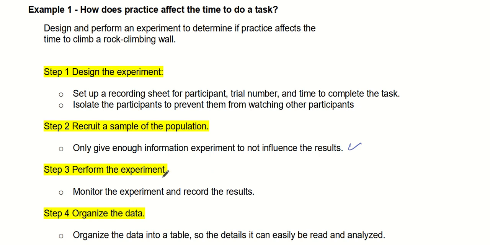Step three, you perform the experiment. This is when you start to perform the experiment. Monitoring the experiment and recording results is very important, especially to make sure the experiment is running smoothly and there are no biases or errors, because there are always errors in experiments, but we can control a certain amount of them to a certain degree. So it's important to monitor the experiments.